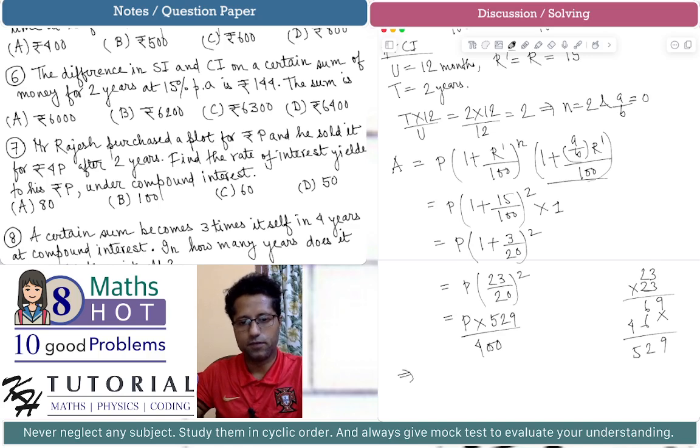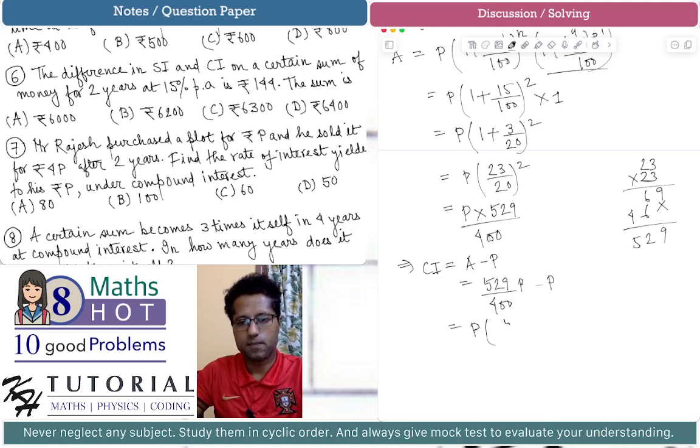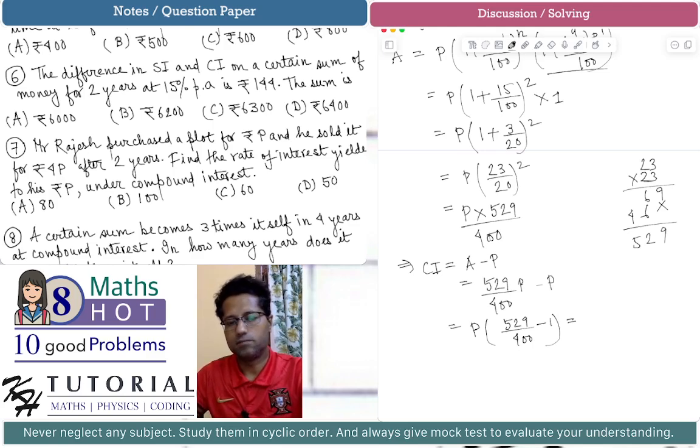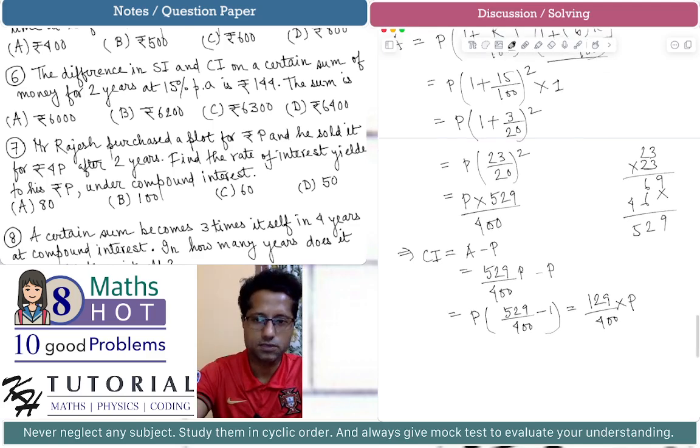What will be the compound interest? CI will be equal to amount minus the principal. The amount is equal to 529 divided by 400 multiplied by P, minus we have P. If you take P common, this is equal to 529 by 400 minus 1, which is equal to 129 by 400 multiplied by P. This is the compound interest.